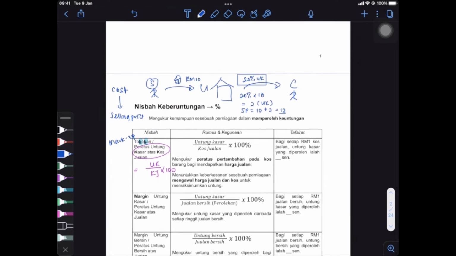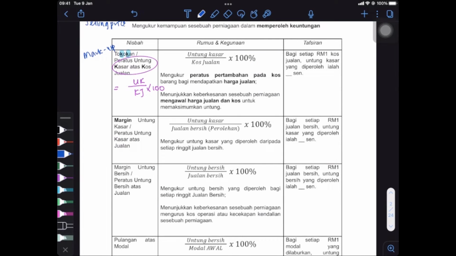Perfect. And then we have margin untung kasar or peratus untung kasar atas jualan. For margin untung kasar, if they didn't specify whether it's margin untung kasar or margin untung bersih, the default for margin is actually margin untung kasar. So if they just mention margin, calculate margin, then what you need to calculate is actually margin untung kasar. Margin untung kasar is trying to find out for each 1 ringgit of sales, how much is your untung kasar.